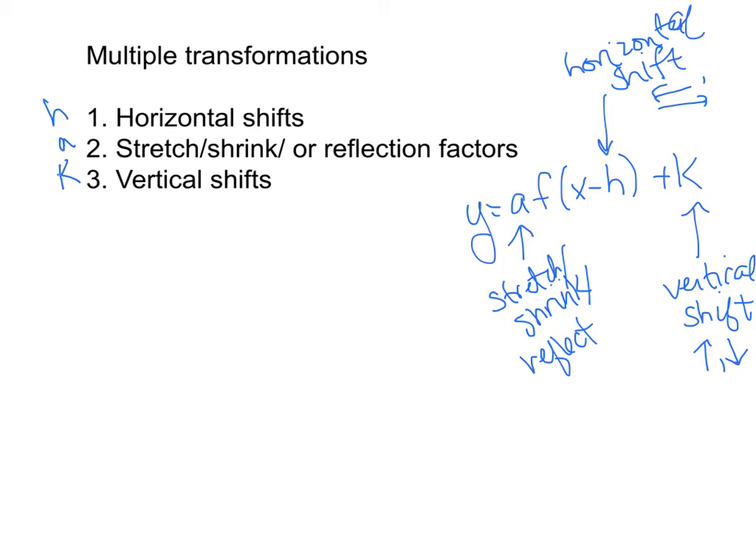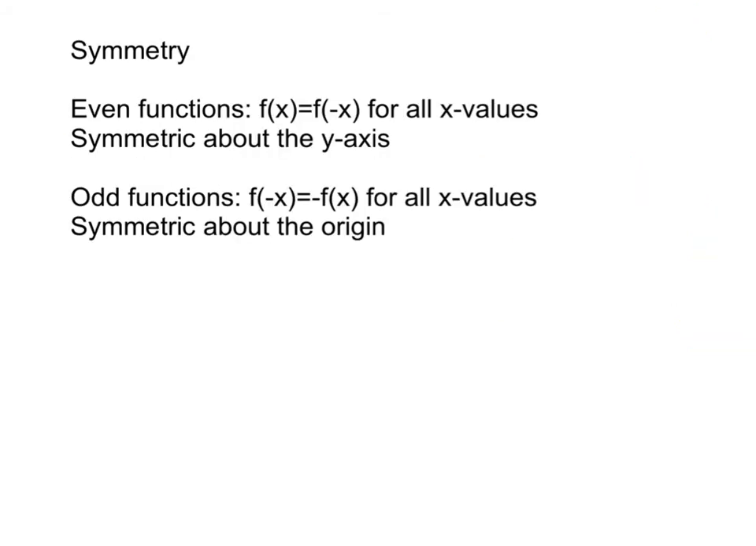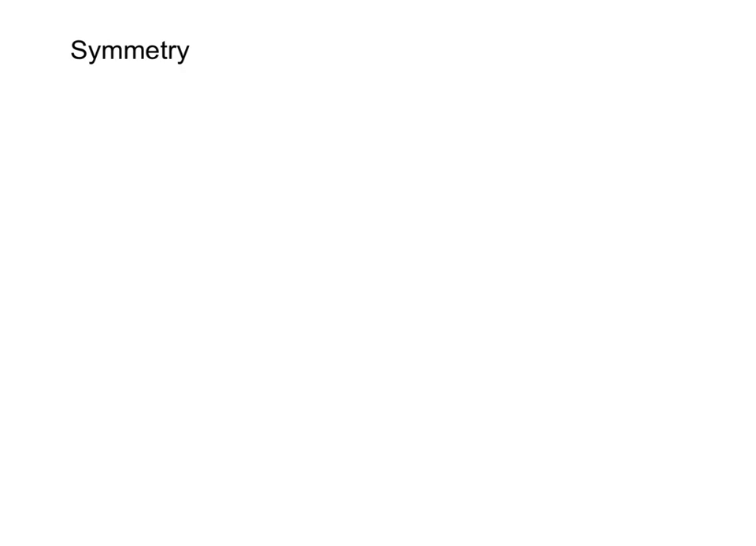So the last thing that I want to leave us with is a discussion of symmetry. So symmetry is something that we will use later when we go to graph polynomial functions and rational functions. So it's going to be important to see if you guys can identify even functions, odd functions, and then it's also possible for us to have a function that's neither even nor odd.